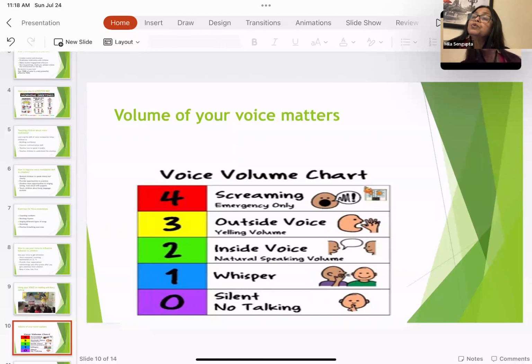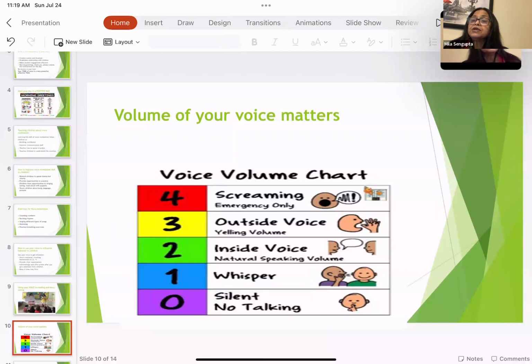Number 2, what does number 2 say? Inside voice, like I am speaking to you now, which is our natural speaking volume. So when children are being engaged and talking amongst themselves, or an adult is communicating with the student, we should be using most of the time our inside voices. Now, I purposefully have used 1 as a whisper to give you an example.